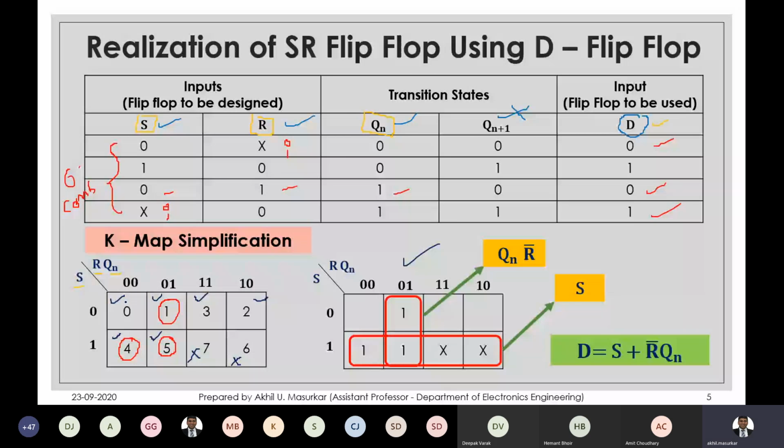Okay, Hemant has given the answer S plus R bar Qn, correct? Even Gaurav is right, S plus R bar Qn. So the answer is okay, but the important thing here is how to fill the K-map from the above table. Is that point very clear to all? If yes, please say yes in the chat box. Because this is a sure shot question in the exam, I don't want anybody to lose these simple marks. There are just one or two steps that you have to do and then you are done. That's it.